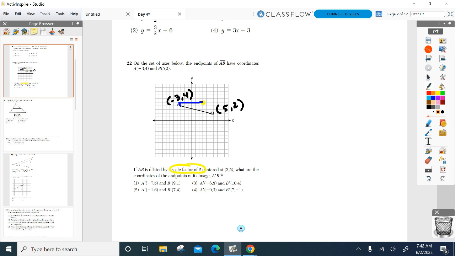Do it again, right? Double that. Over 6, down 1. 1, 2, 3, 4, 5, 6, down 1. There's A prime. All right, there's A prime, and I'll do the same thing now for point B. Let's see, I go over and down. So I go over 2, down 1, 2, 3. Over 2, down 1, 2, 3. There's B prime. And it looks like I'm at choice 4, right?